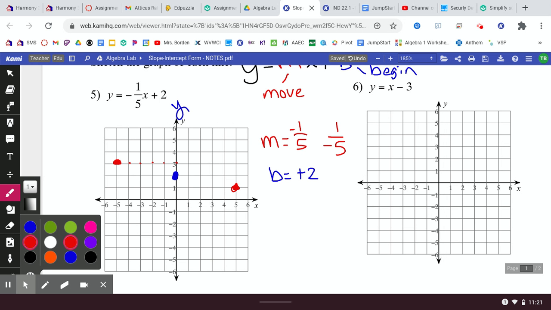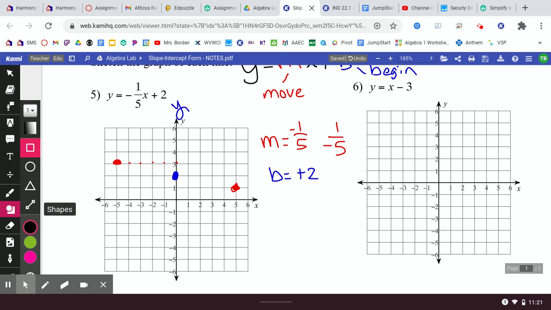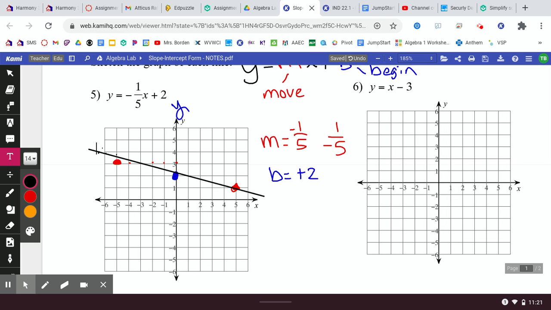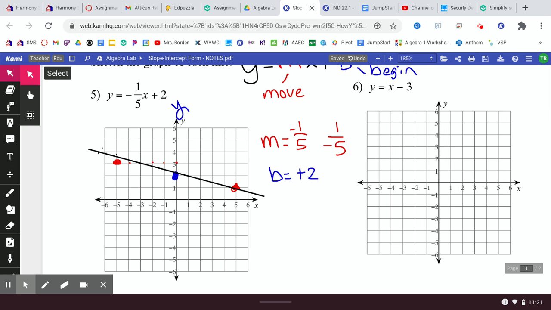So if I draw a line now connecting all that, let's do a line. Well, that was really off, wasn't it? Will it let me move it? I don't know if it'll let me move it. There we go. It'll let me move it. I got to fix that. That's way off. There we go. All right. There we go.